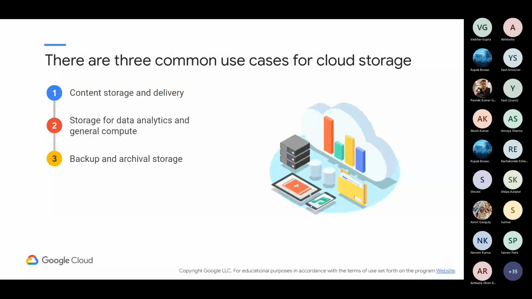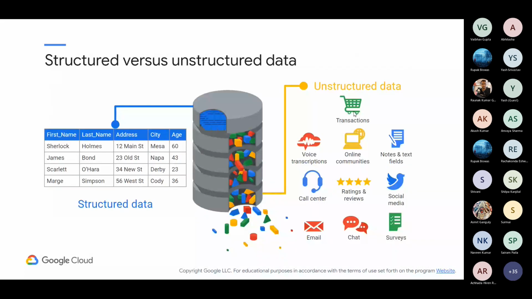So these are some examples of structured data and unstructured data I was talking about. As you can see, structured data is in tabular form. There are rows and columns. In the case of unstructured data, there can be any kind of data. There can be some structured data like transactions, or notes and text, that is normal text data. There can be some voice transcription, that is binary media, or email, that is some kind of blob data.